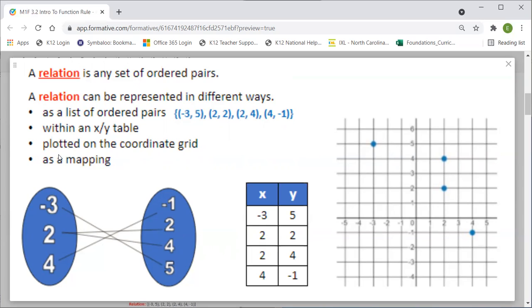A mapping is where you put all of the x values, your domain, in the first bubble. It kind of looks like a Venn diagram, but not really. And then you map them, or point them, to their y values in another bubble. So these are our 4 different representations that we can have.